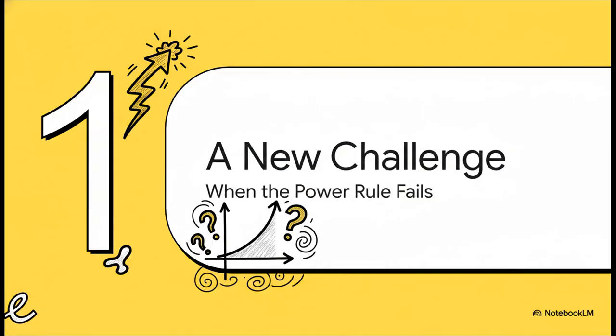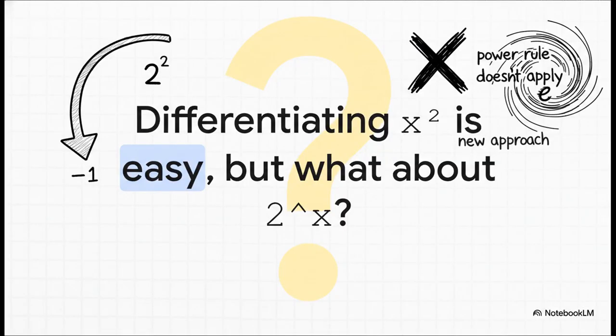Okay, first up, the challenge. Let's look at a type of function that kind of breaks one of the very first rules you learn in calculus. So you know how to handle something like x squared, right? It's the power rule. Classic stuff. Bring the 2 down, subtract 1 from the exponent, boom, done.